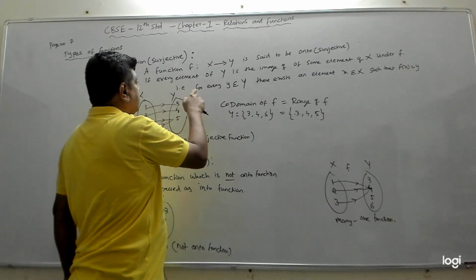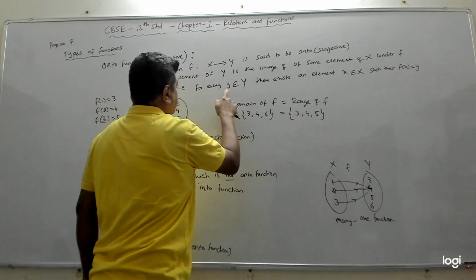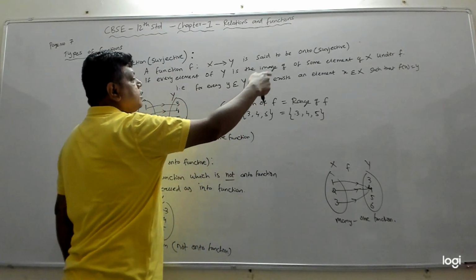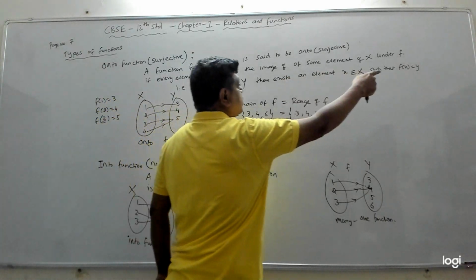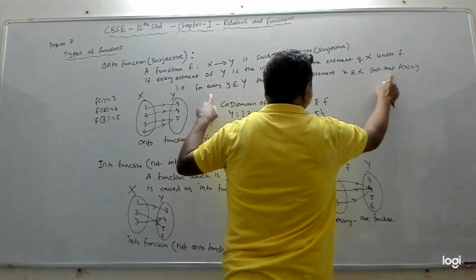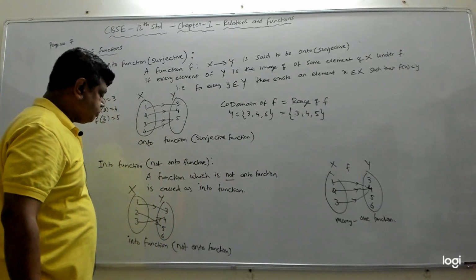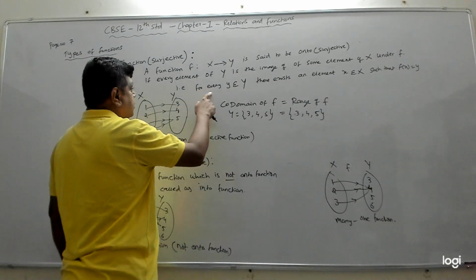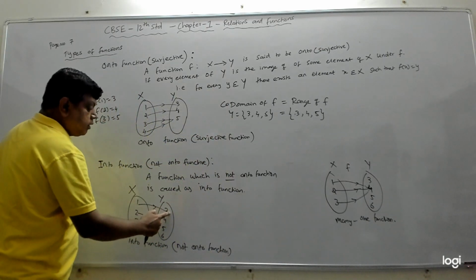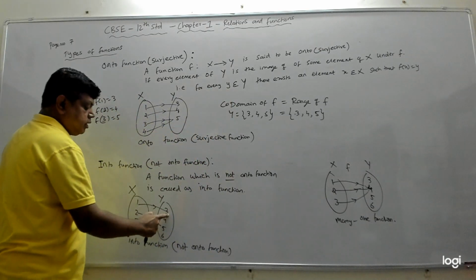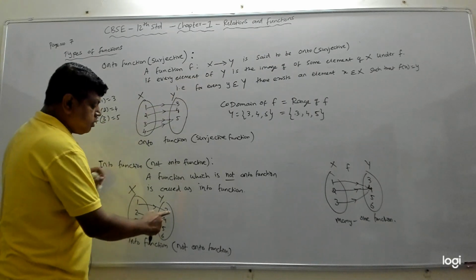So we can even check this condition: for every y belonging to y, there should exist an x such that f of x is equal to y. This is what we will be using when proving a function is onto in other problems in the textbook. If you apply the same meaning, for every y, 3, there exists an x. For 3, what is the x? 1.